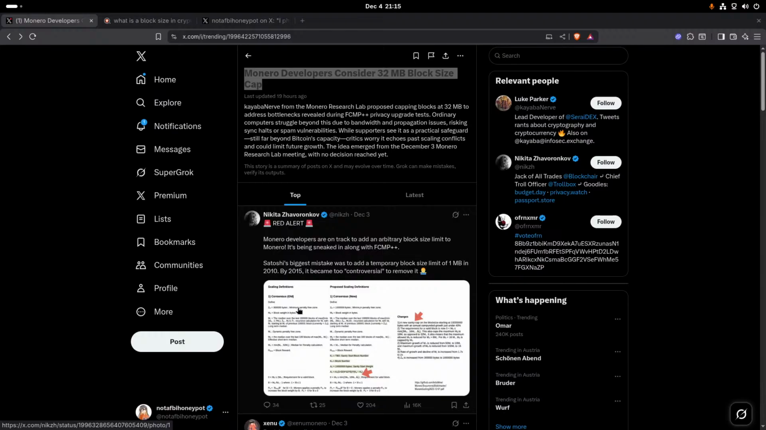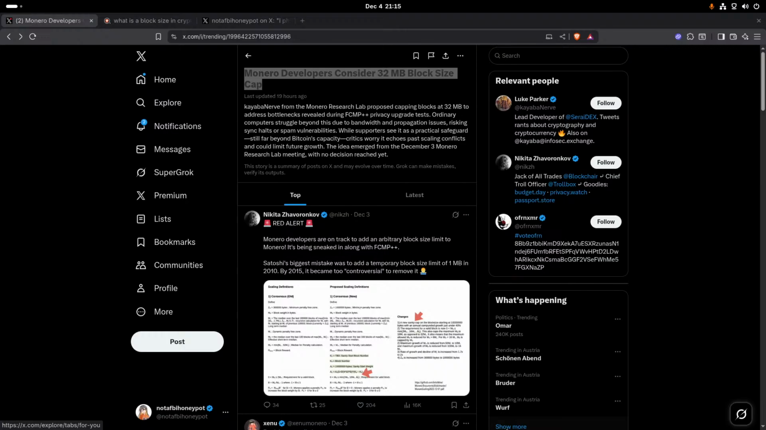So Kaba Nerve from the Monero Research Lab proposed capping the block size at 32 MB to address bottlenecks revealed during the FCMP++ privacy upgrade test. Ordinary computers struggle beyond this due to bandwidth and propagation issues, risking sync halts or spam vulnerabilities. While supporters see it as a practical safeguard, still far beyond Bitcoin's capacity, critics worry that it echoes past scaling conflicts and could limit future growth. The idea emerged from the December 3rd Monero Research Lab meeting with no decision yet reached.